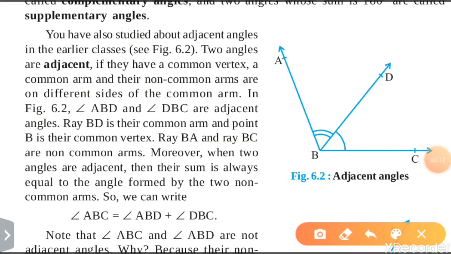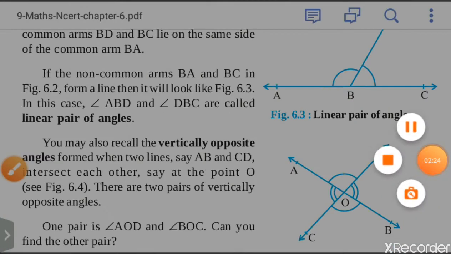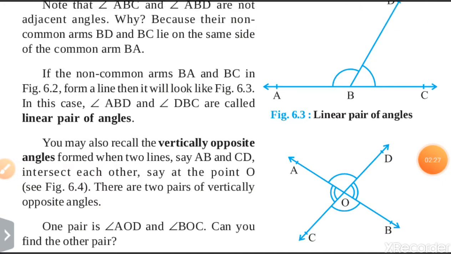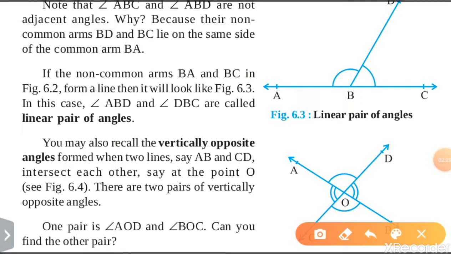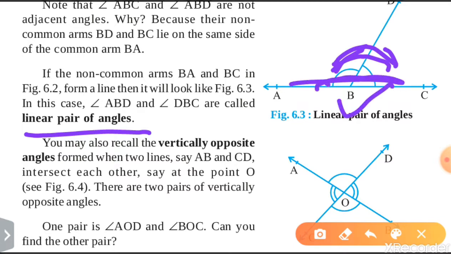Adjacent angles. Adjacent means continuous angles. You can see that the vertex is the same and these are two continuous angles, so these angles are known as adjacent angles. Now the linear pair. The linear pair are adjacent angles too, and the sum of the two angles is 180 degrees. Then these angles are known as a straight angle.